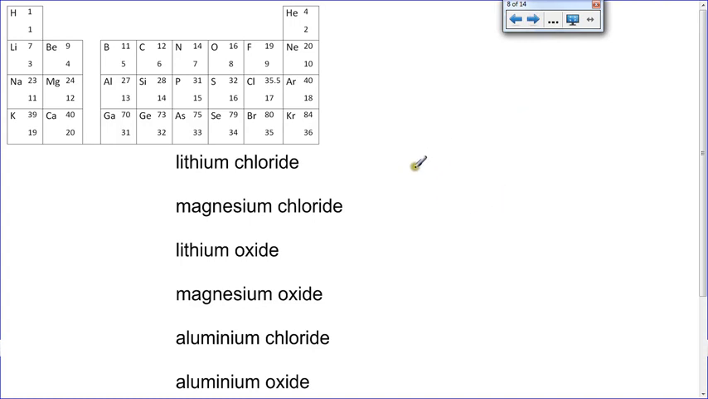Now, we can speed this up a little bit. We've looked at the patterns, we've looked at the relationships. So lithium chloride, we can probably make a good guess, is lithium, chlorine. It's going to make a chloride ion. That one gives away 1 electron, that gains 1 electron, so it's a 1-to-1 ratio. Magnesium chloride.